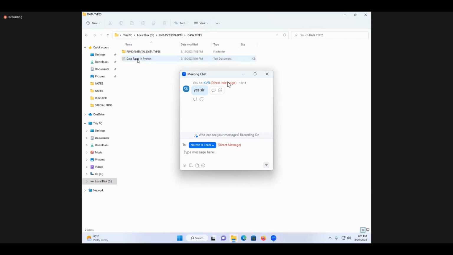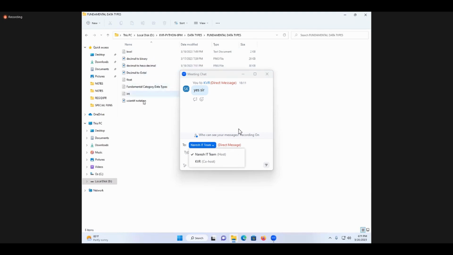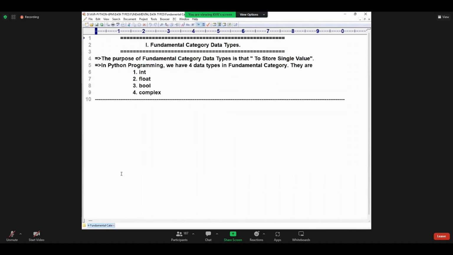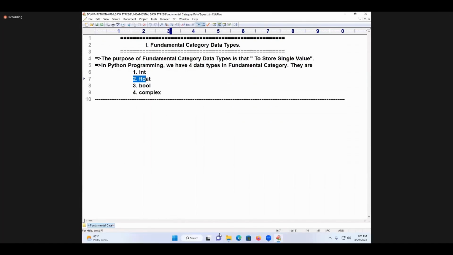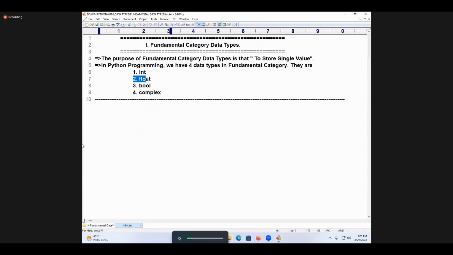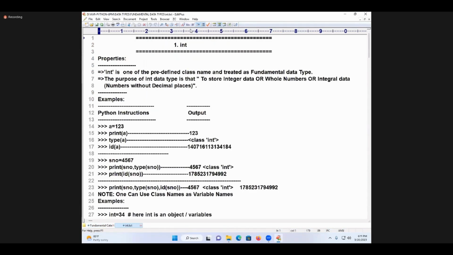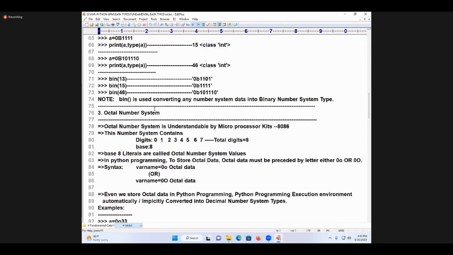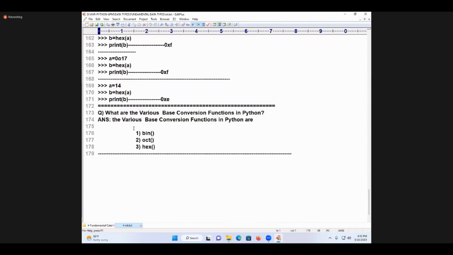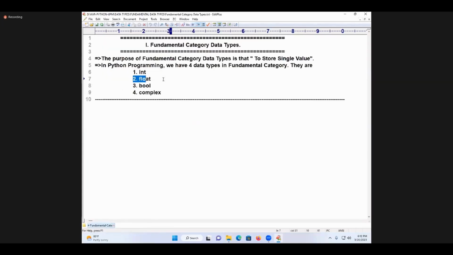Last session, we started with fundamental data types. There we completed the int type, and next is float and then bool. Last class we discussed this part. In the int data type, we completed number systems in detail, different points, different conversions, and base conversion functions. And next we'll go forward.